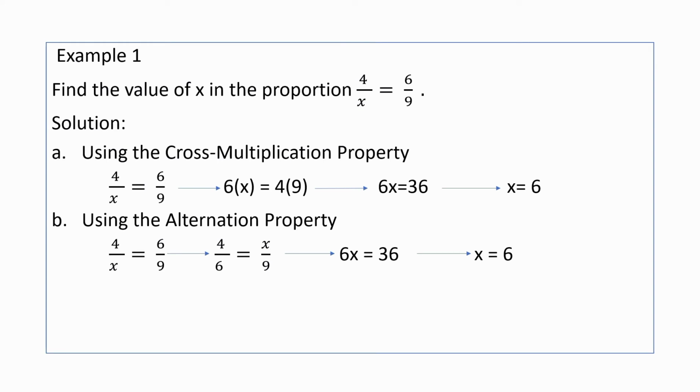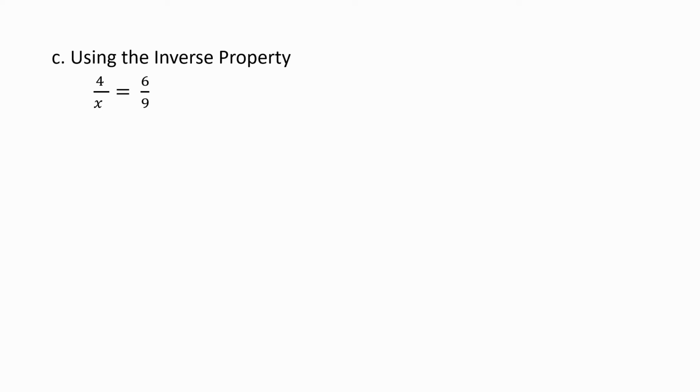Another property is by using the inverse property. So from the word inverse, no? So from the given, 4 over x will become x over 4, and 6 over 9 will be equal to 9 over 6. Then after that, apply cross multiplication. So still you have x times 6, so that would be 6x, and that would be equal to 4 times 9. So 6x is equal to 36. So x is still equal to 6.